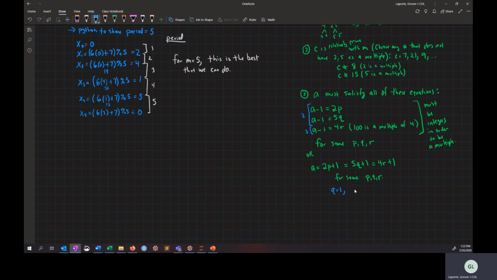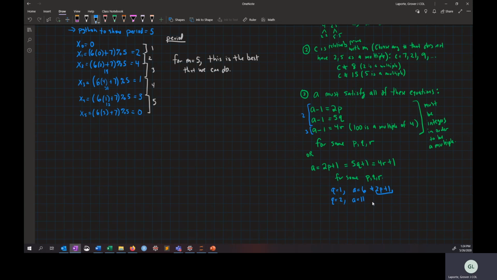If Q is equal to 1, then A is equal to 6. The question is, do these other two solve? 6 minus 1 is 5, and that will not solve. 5 is not equal to 2P, so you can't get an integer out of that when A is equal to 6. So Q equal to 1 is out of the question. Let's try Q equal to 2. Q equal to 2 gives us 11, so A is equal to 11. And the question is, can we solve these other two?